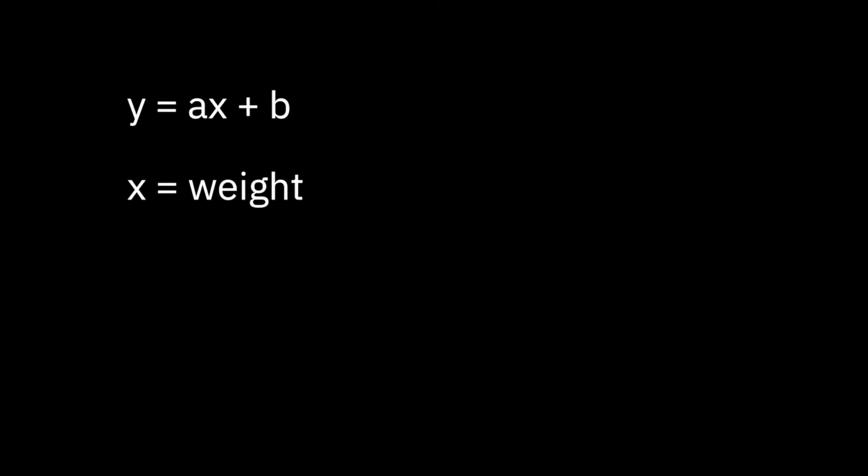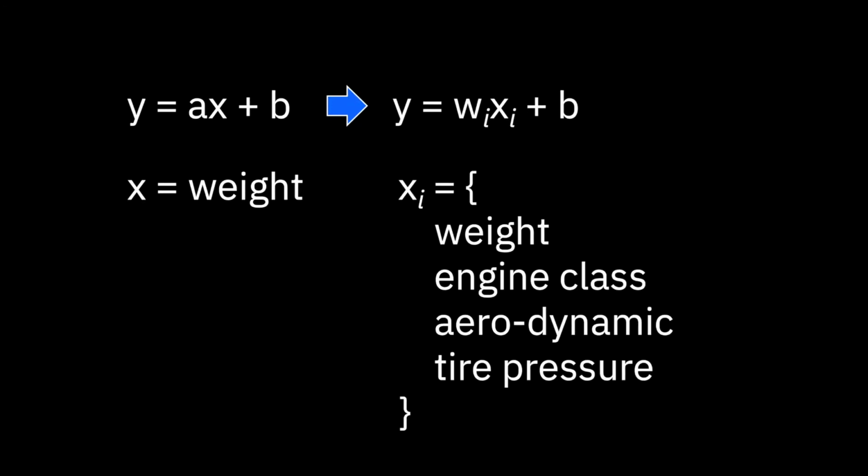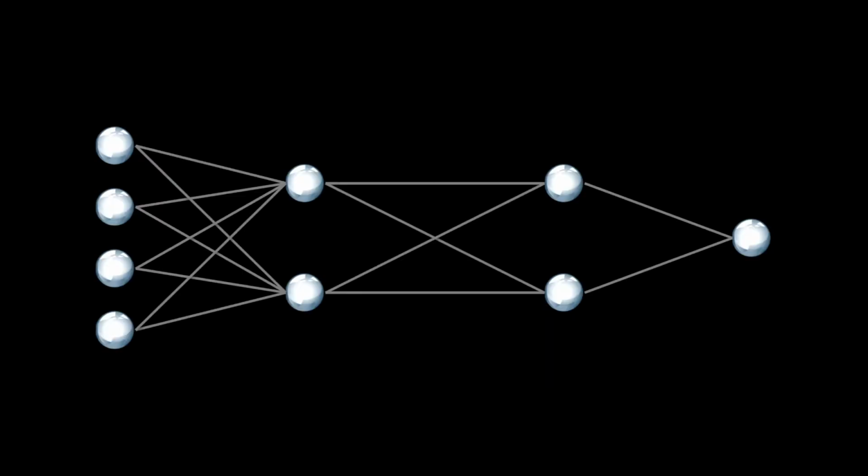If we use more attributes to figure out the miles per gallon, we would need a different weight for each attribute. The attributes could be things like the weight of the vehicle, the engine class, how aerodynamic the vehicle is, and tire pressure. Let's look at the following neural network. We see that all the neurons or units are connected. This is called a dense network.